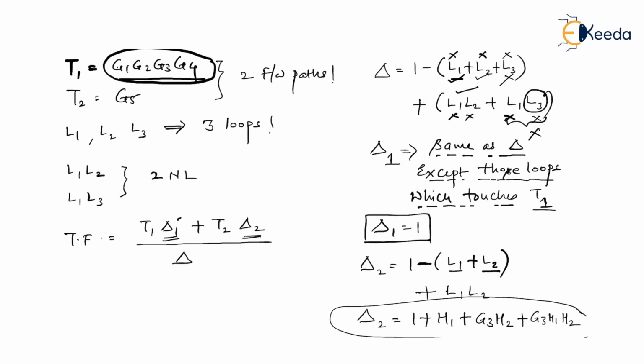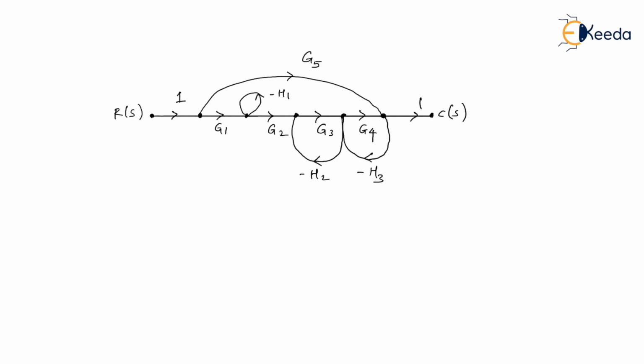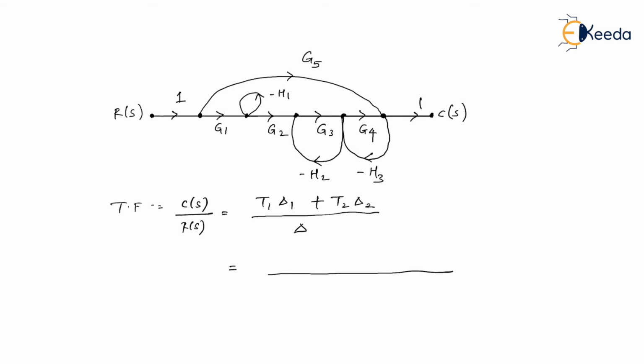So now we have the value of delta 1, we have the value of delta 2, we have the value of delta. Let us substitute all of them and let's get the final answer. So for this figure, let me write my transfer function equal to C of S upon R of S, which is equal to T1 delta 1 plus T2 delta 2 whole divided by delta. So you can copy everything from the previous slide. The value of T1 was G1 G2 G3 G4 multiplied by the delta 1 value, which was 1. Then the value of T2 was simply G5.